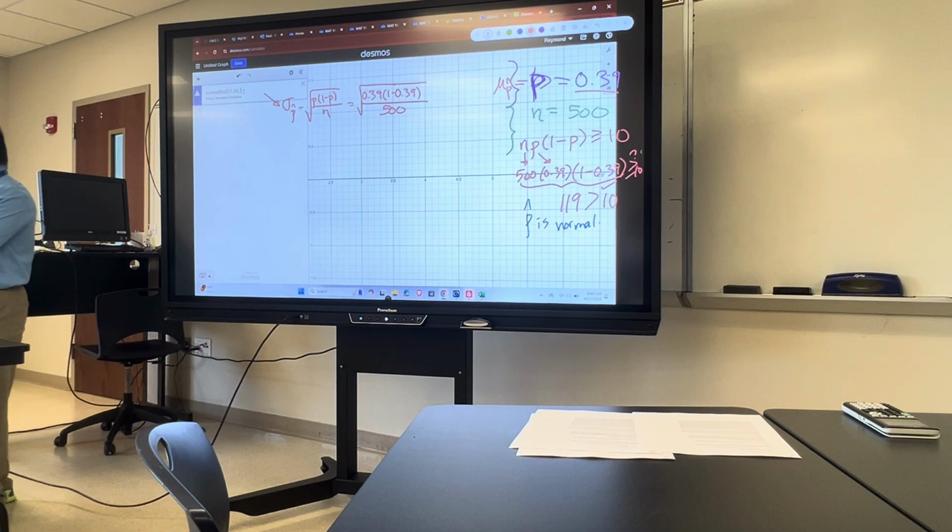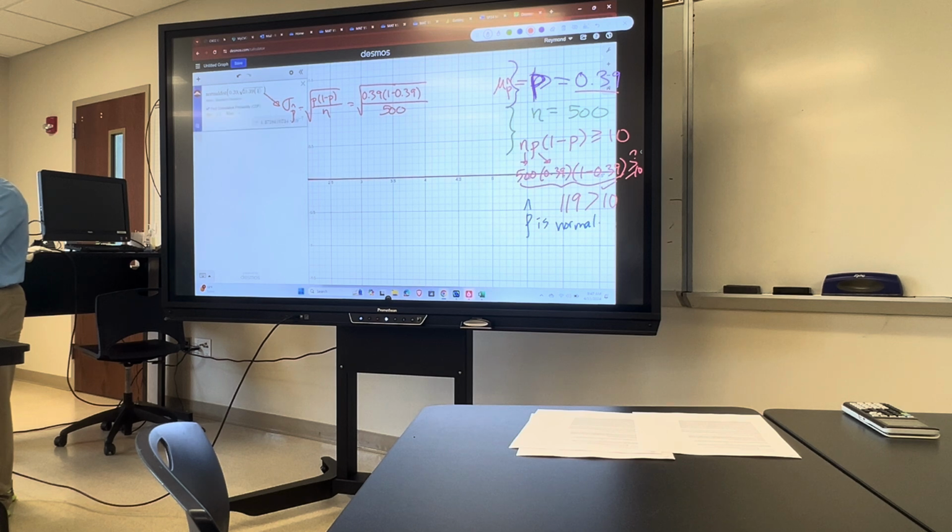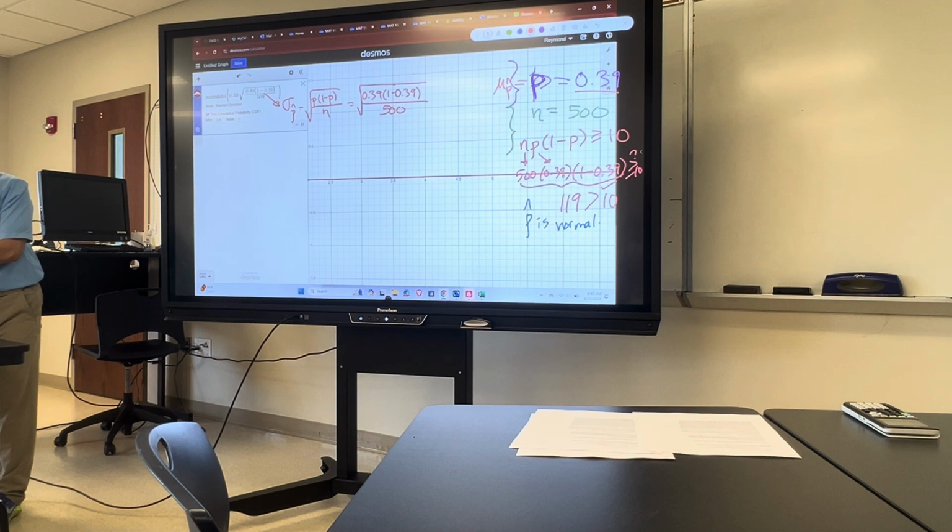What's the shortcut key again for square root? SQRT. What's our formula again? P, 0.39, parenthesis, 1 minus 0.39, over sample size 500. Good. So again, I just type it in there for the standard deviation.